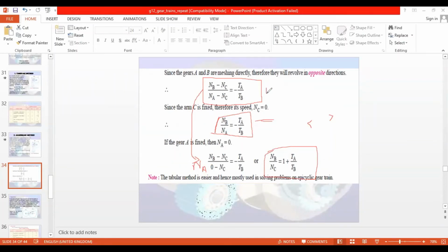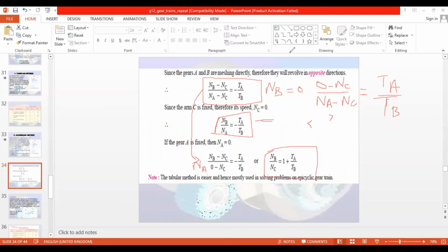Say for example, you fix NB. If you fix NB, then NB will be equal to 0, right? So in that case, instead of NB, I will put 0. NC would be like that, minus NC. Then at the bottom, I have NA minus NC, so there is no change on that. Only NB is fixed, so NA minus NC equal to, this will be TA by TB, that will be like that.